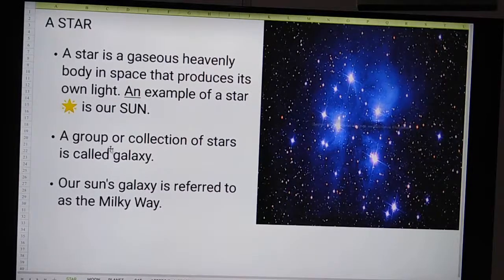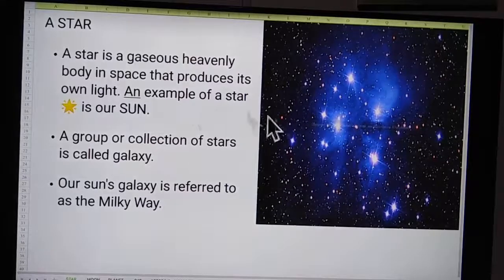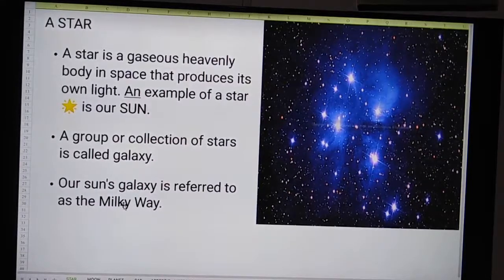So you can know more about the sun over there, and the sun in relation to our Earth as a planet. A group or collection of stars is called a galaxy. Scientists have told us that in space there are millions or billions of galaxies. Our galaxy where we find the sun is called the Milky Way. Take note of that, and you'll be able to get full marks in case you are asked to describe a star.